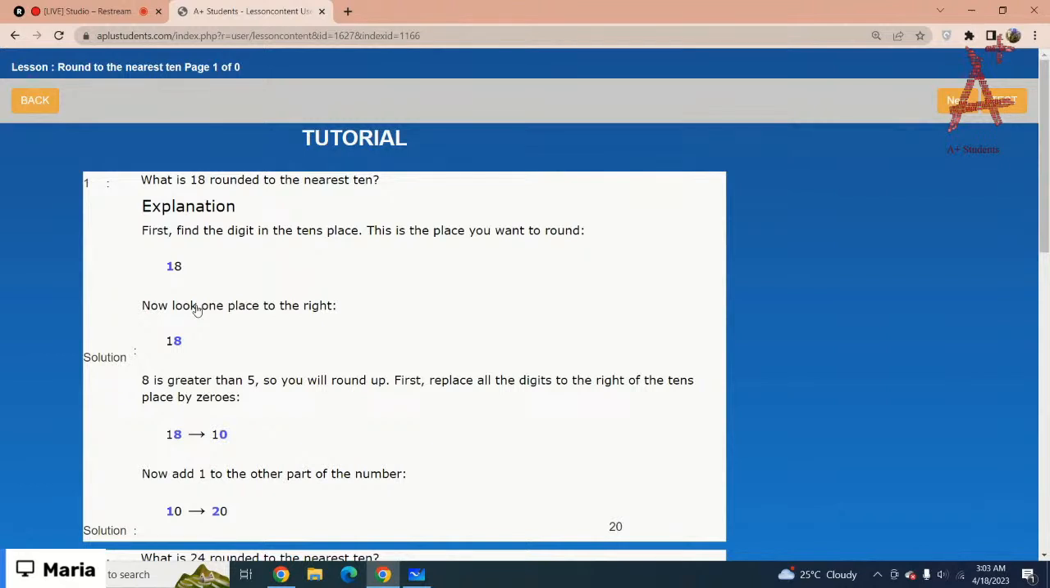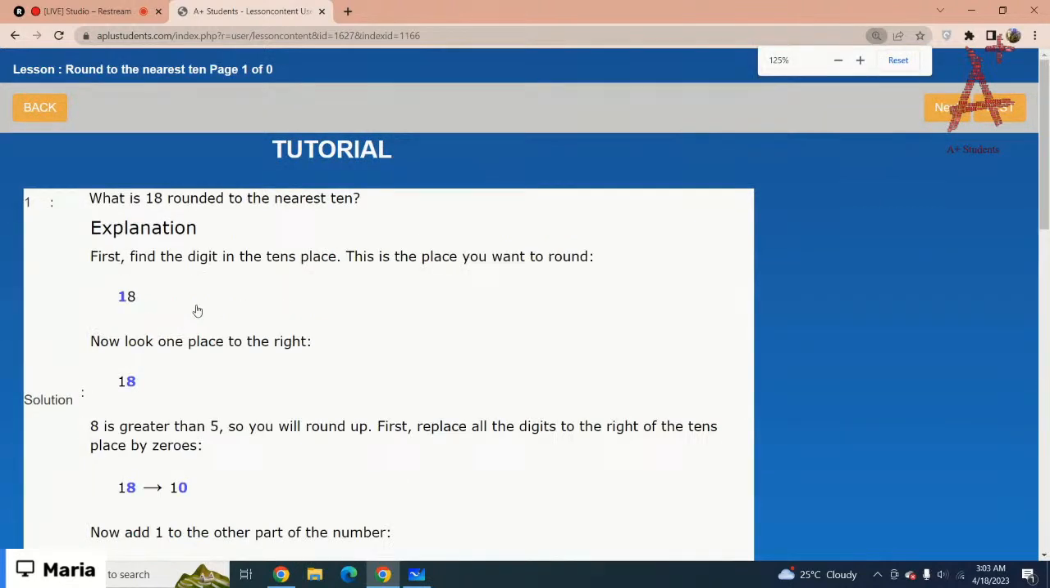Got it? Round up means you have to replace all the digits to the right of the tens with 0, and add 1 to the other part of the number. So 18 is rounded off to 20. Got it?